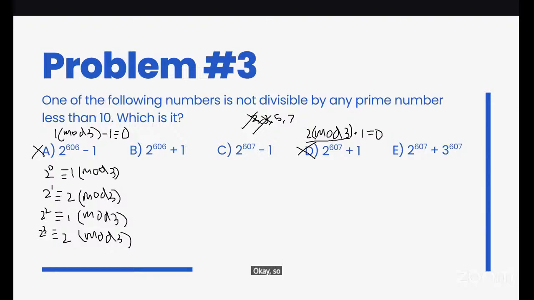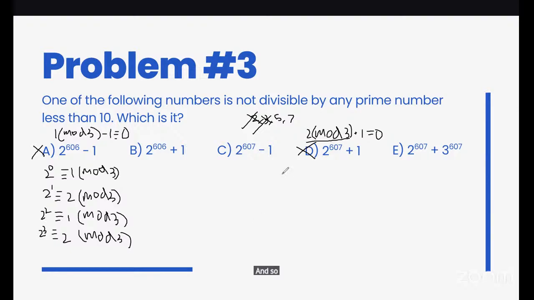Okay, so far you should have been able to find the digit cycle for 5. So it'd be 2 to the power 0 equals 1 mod 5, 2 to the power 1 equals 2 mod 5, 2 to the power 2 would be 4 mod 5, and then 2 to the power 3 would be 3 mod 5. And then here the cycle repeats, so it has 4 different possible remainders.